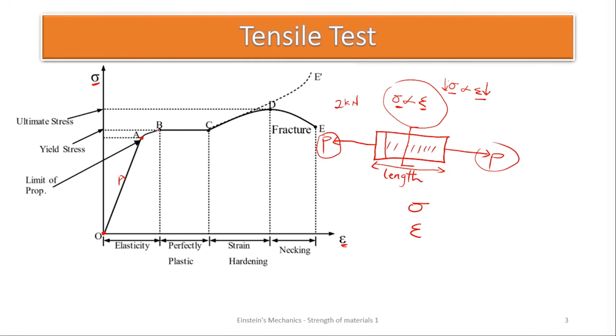So from A to B, what happens? From A to B, the material is no longer in the proportional limits, meaning the stress is not proportional to the strain, although it is in the elastic limits, therefore we call it the elastic limit. What does that mean?